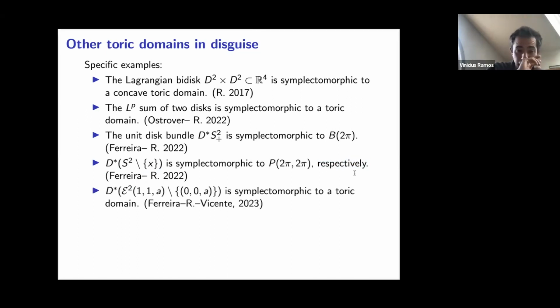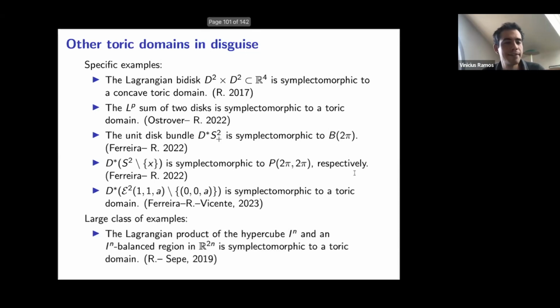And more recently, with Brian and Alejandro, we proved that you can do that for an ellipsoid too. So like a two-dimensional shell of an ellipsoid in R3. If you remove the North Pole and you look at the disk bundle, that's symplectomorphic to a toric domain. And as you vary A, the toric domain has different properties. So for A greater than 1, which is the oblate ellipsoid, this is going to be what's called a weakly convex toric domain. And for the prolate ellipsoid, which is when A is less than 1, it's a toric domain that's neither convex nor concave.